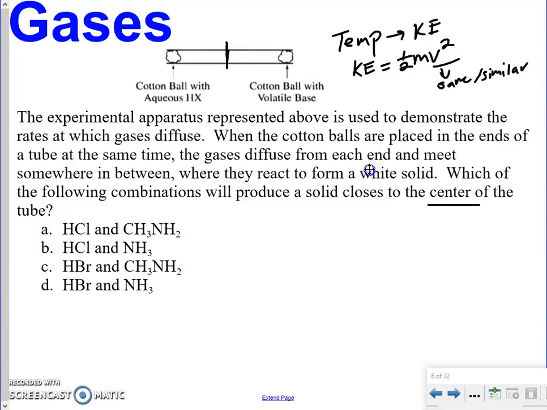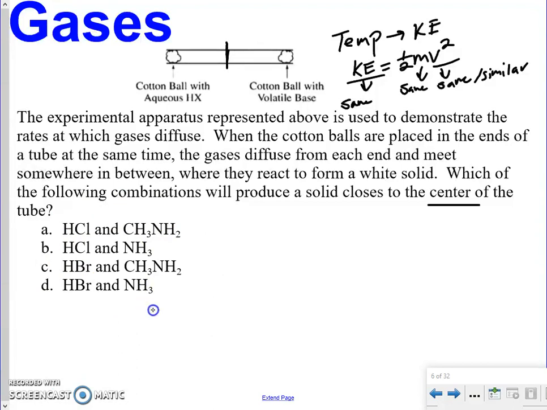We want our velocity to be the same or similar between these two substances. So if that's the case, and we know the kinetic energy is the same, what does that tell us about our mass? It also has to be the same, or again, similar. There is some variation here just because not everything's going to have the same mass, but they could have similar velocity because the masses are close together. So how do we figure that out? Well, we need to calculate our molar masses for these and compare them.